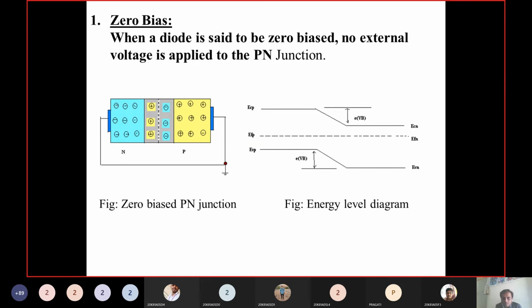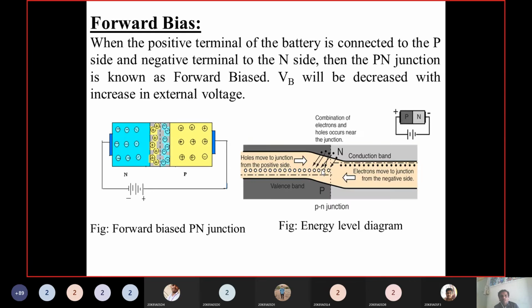Now, the energy level diagram here. This difference, the energy difference between these levels, gives the electric field. Already I said that.